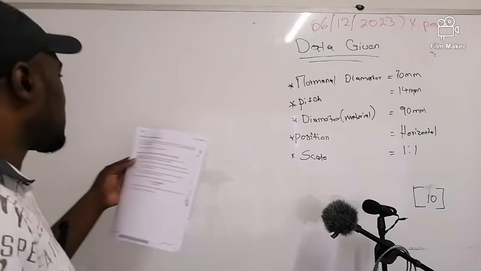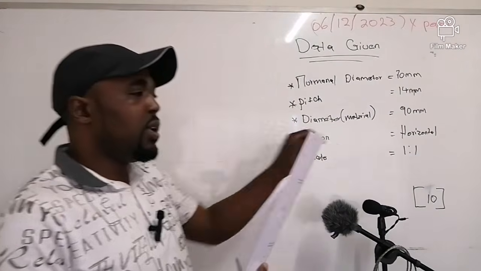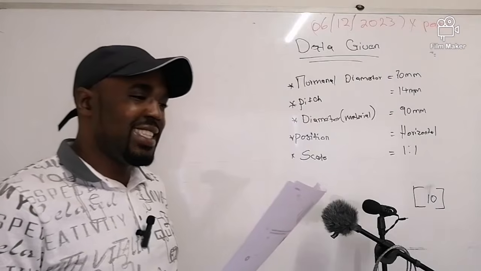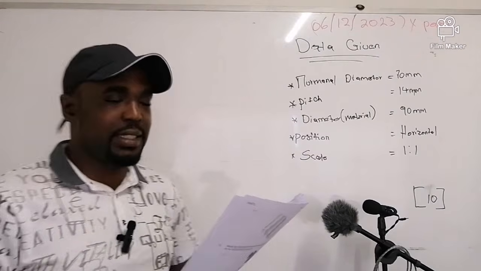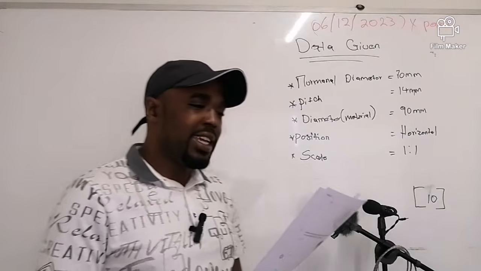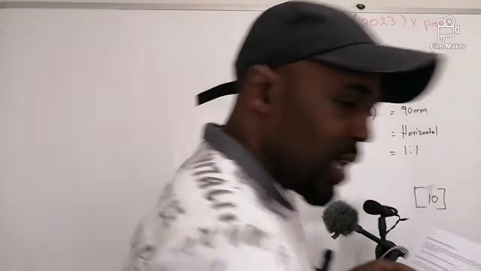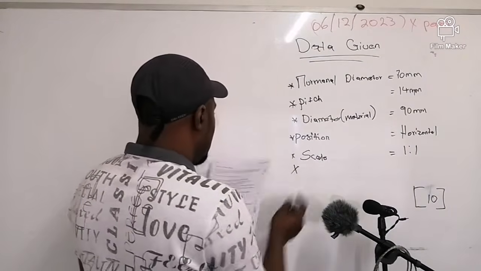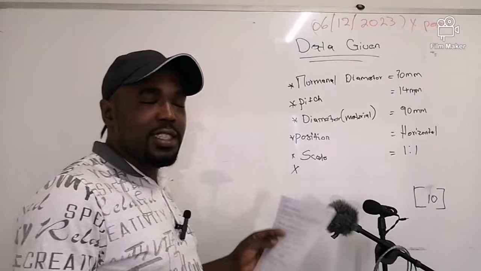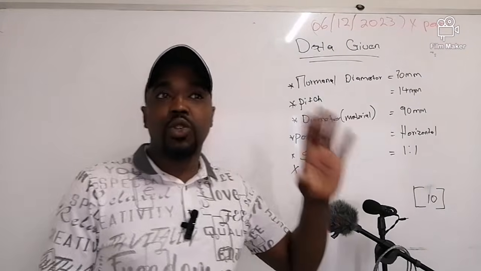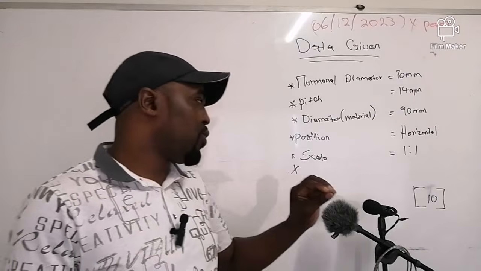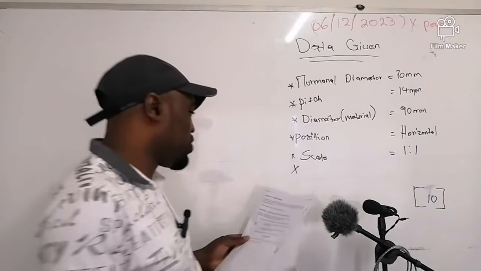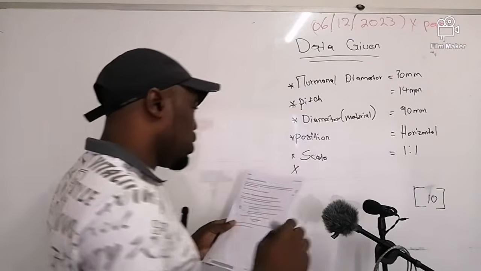Question 2 reads as follows. Draw to a scale 1:1 a 98 millimeter length with an internal right hand square screw thread. Our data given tells us the type of thread that we have to draw, because remember we've got two different types of screw thread: a V screw thread and a square screw thread. In this case, we were required to draw the square screw thread.